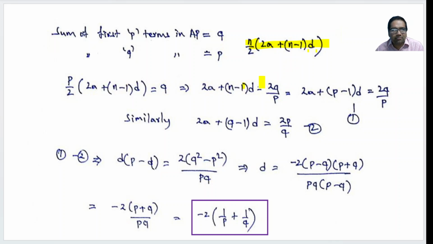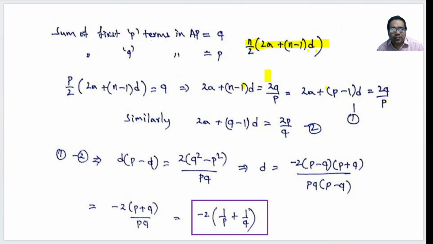So 2a plus n minus 1 into d is equal to 2 into q by p. But n is again p only, right? 2a plus p minus 1 into d is equal to 2 into q by p. We are taking this only. Let's take this equation as the first equation: 2a plus p minus 1 into d is equal to 2q by p.